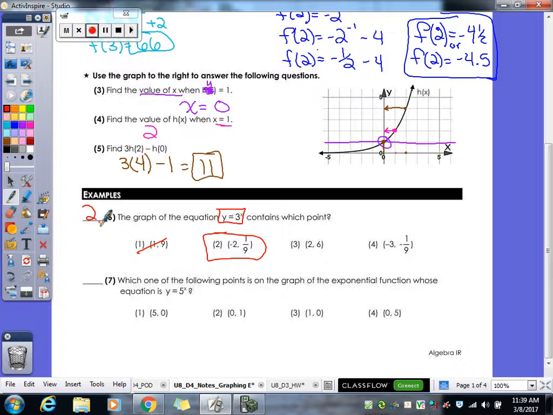So I want you to try this next one on your own. Doing the same thing. Here's your equation. Y equals 5 to the x power. I want you to find which point is on the graph. Yeah, this one's choice 2, the point 0,1. So those ones are pretty easy.